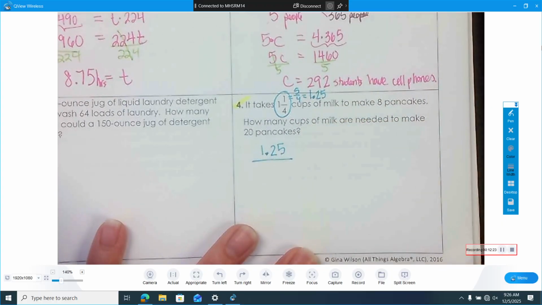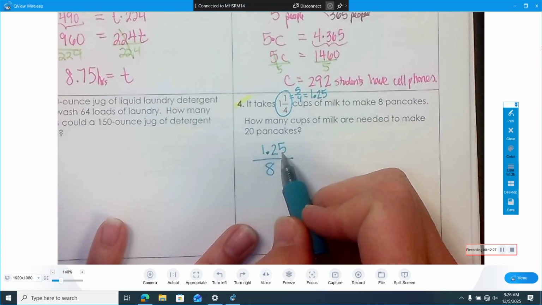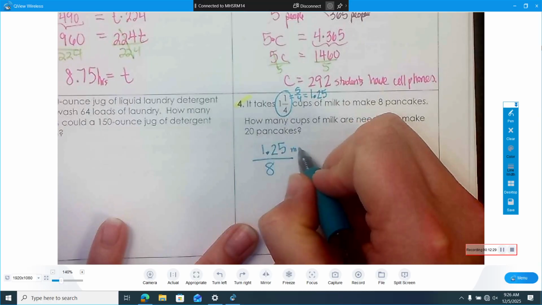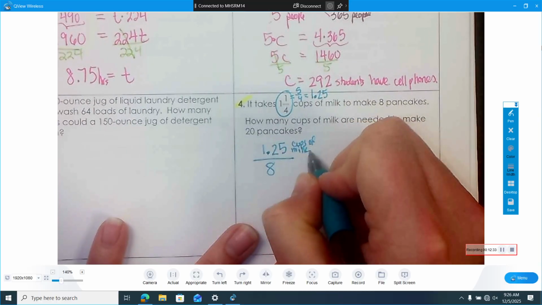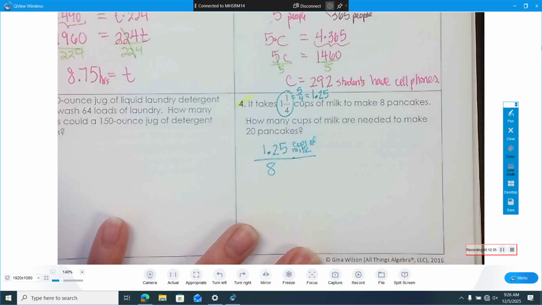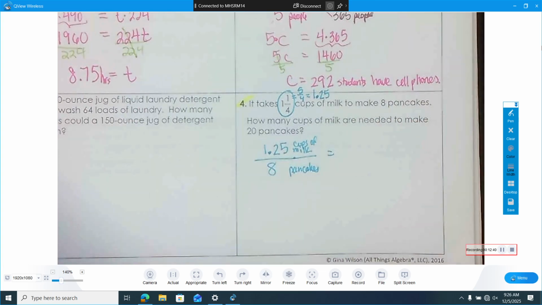1.25 over 8. What are the units on those numbers? What does 1.25 represent? Milk. So, cups of milk. And what does the 8 represent? Pancakes. All right, so there's my fraction: 1.25 cups of milk over 8 pancakes.